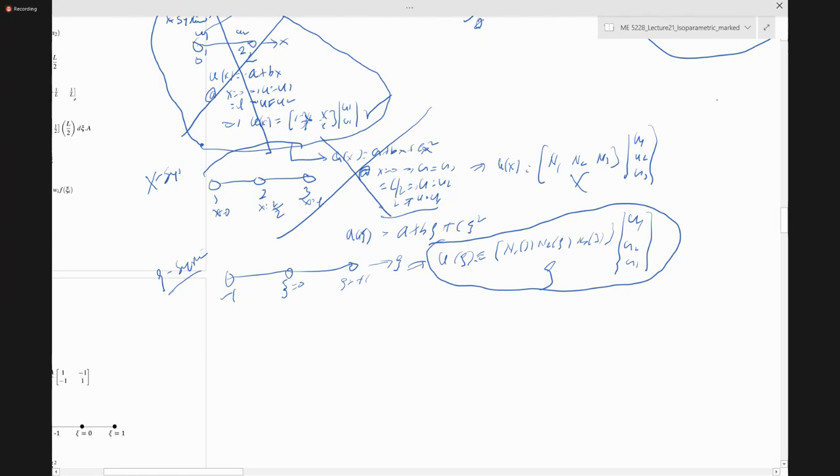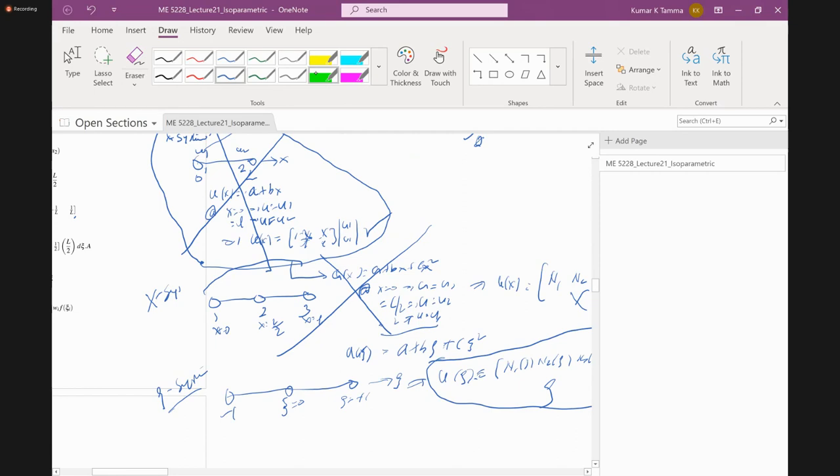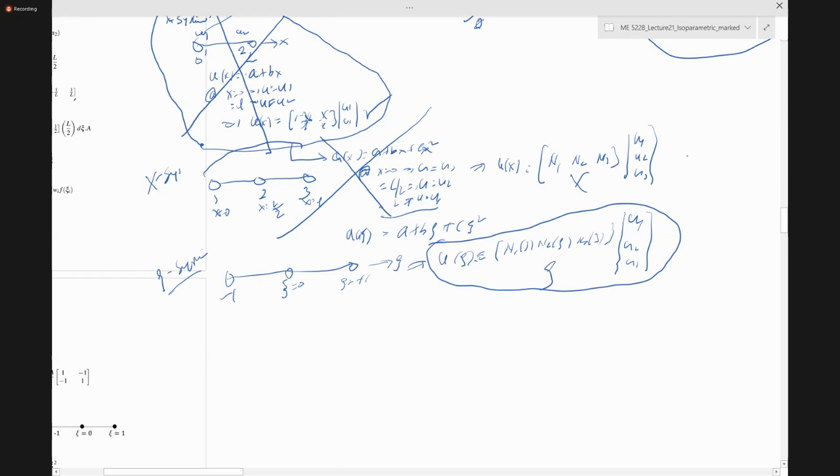This gives you u of x equal to Ni of x times ui. This gives you u of Cauchy equal to Ni of Cauchy times ui. Right? You understand what I'm saying? Let me make sure that you read this writing clearly, and make sure that you're not missing something. Let me write it out a little bit more.